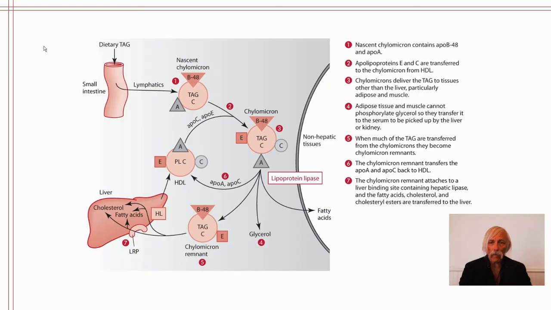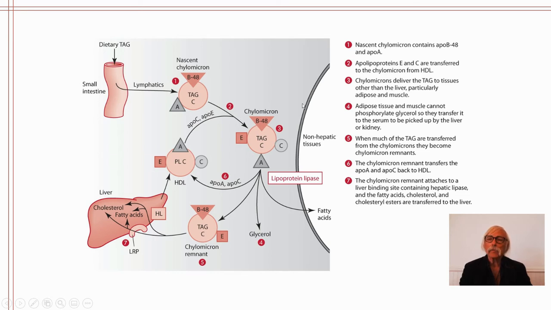Okay. Now, this is lipoprotein metabolism, and this is giving you a little bit more detail than what I did before, and that's what I'm here to do right now. So let's start off from dietary triacylglycerol coming into the small intestine, okay, right here. It goes to the lymphatic system, and it ends up preparing the synthesis of our first lipoprotein called the chylomicron. This is a nascent chylomicron. It has the apolipoprotein B48. It also has the apolipoprotein A. So the nascent chylomicron contains those two apolipoproteins, right?